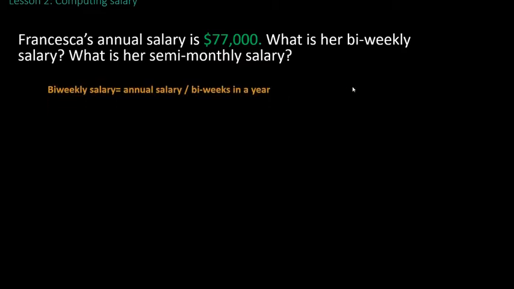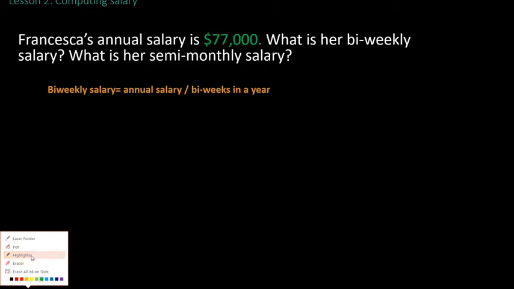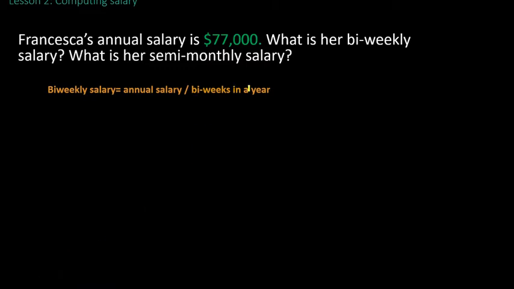So let's start with looking at her biweekly salary. Remember that biweekly means every 2 weeks. So we know that that means that we're going to take that annual salary of $77,000 and divide it by 26 because it's a biweekly schedule. So 77,000 divided by 26, we find her biweekly salary is $2,961.54.